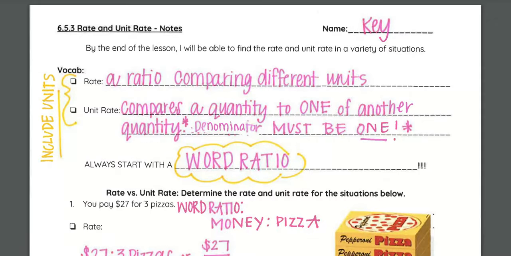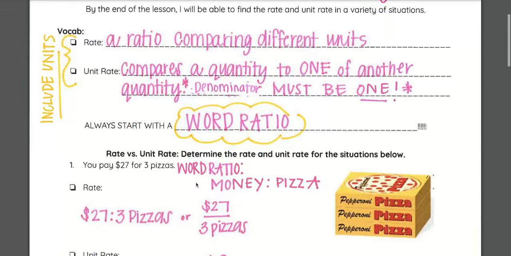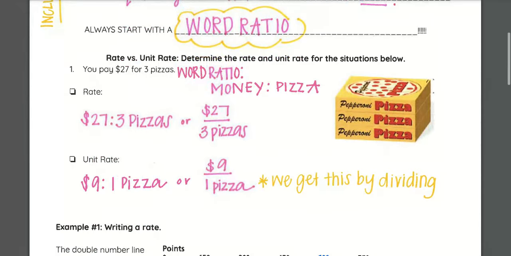So let's get started with this situation, and I believe that'll help us clear the difference up between rate and unit rate. In this situation, we are paying $27 for 3 pizzas. You go to the pizza place, you pay $27, you get 3 pizzas. So we are comparing money to pizzas.